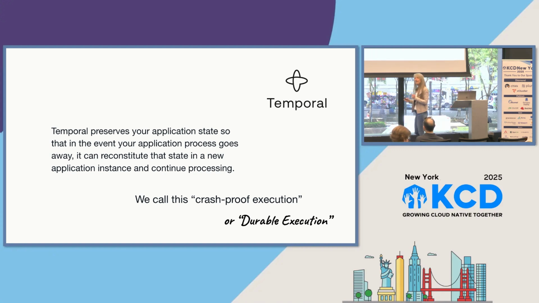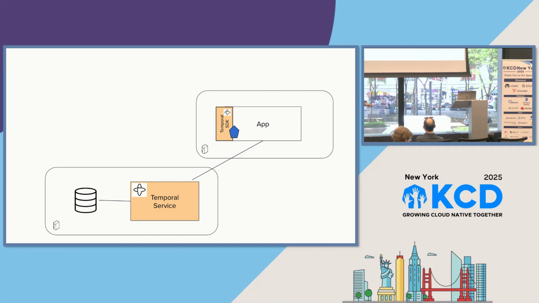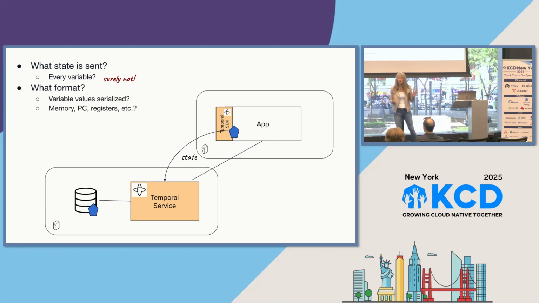So here's how state management works with Temporal. It preserves your application state for you so that if your application process goes away, it reconstitutes it in the new node. Now, when I first started learning Temporal, I posed a number of questions to myself. And I said, okay, great. So yeah, it's doing that state preservation that you see there. So I was like, okay, what state is sent? Is it really every single variable in my code gets sent down to the state store? Surely not, I thought. And I was right.